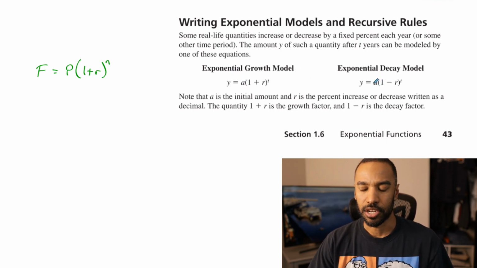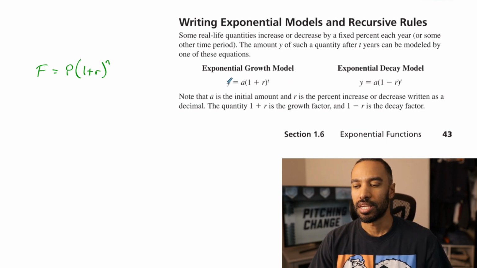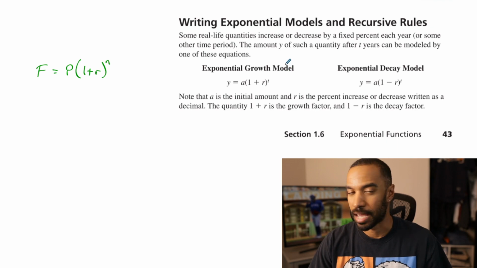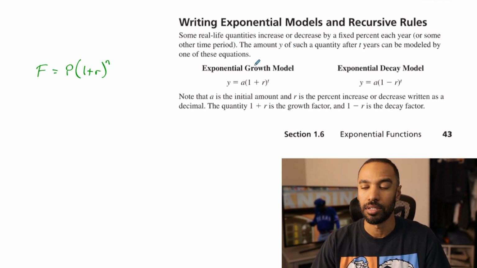A ends up being the initial value, kind of like your y-intercept in some ways, or p the principal amount, and y is the final amount. So you can get a final amount of something, growth or decay. It doesn't have to be money. It can be population. That's another very popular one.